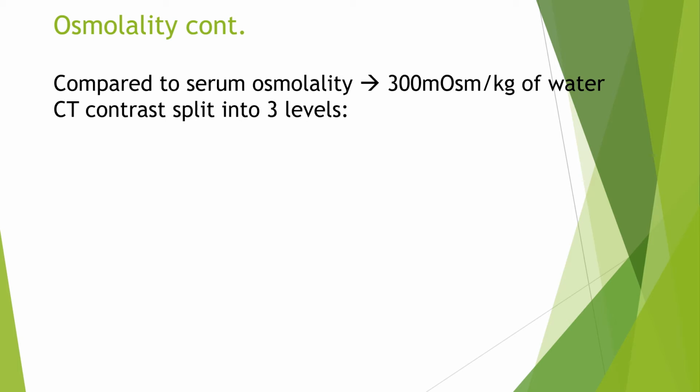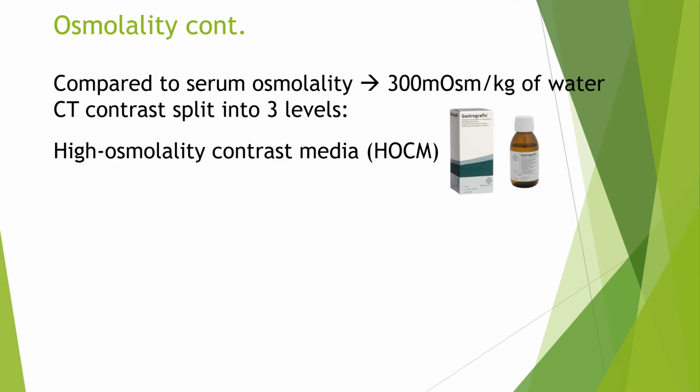Osmolality of contrast is compared to that of serum, which is 300 milliosmoles per kilogram of water. CT contrasts are split into 3 levels of osmolality. The first one is high osmolality contrast media, or HOCM. These are usually 5 to 8 times the osmolality of serum. Ionic contrasts, such as gastrografin, are placed in this category. Now, there are other reasons why you can't use gastrografin intravenously, but osmolality is one of them.